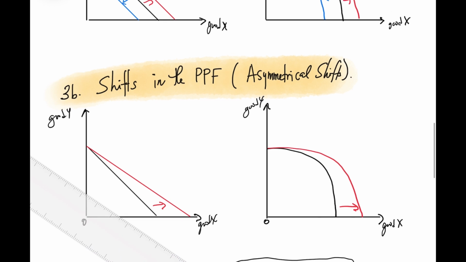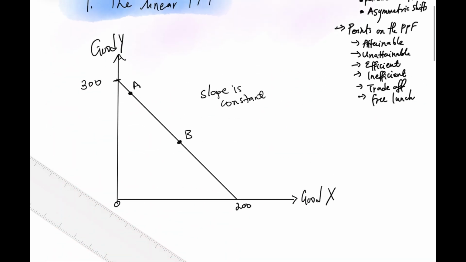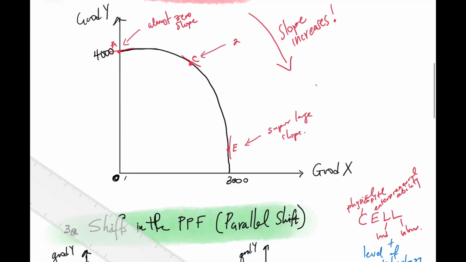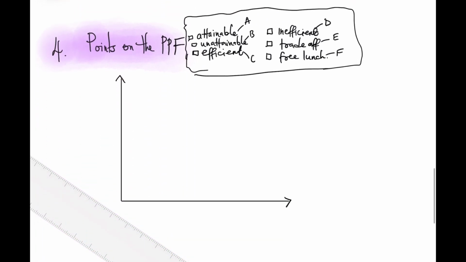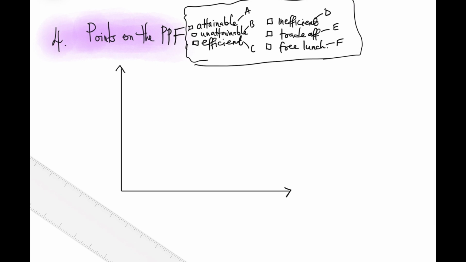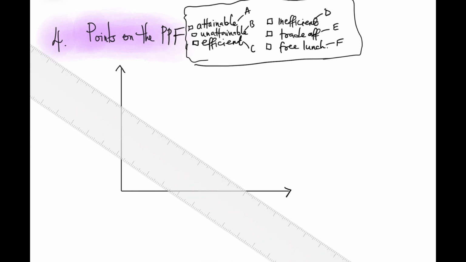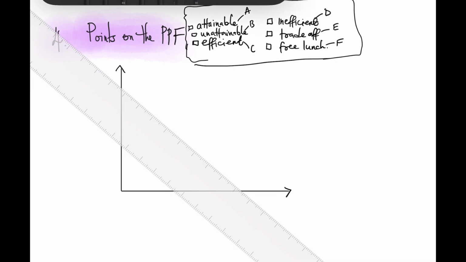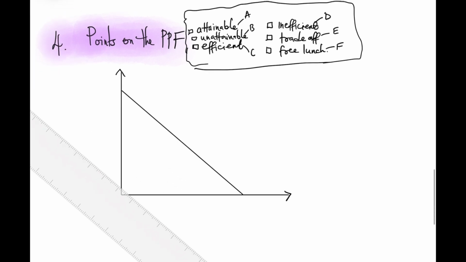Cool. So back to the agenda. What have we done so far? We have covered linear PPF, bowed-out, and shifts in the PPF. The next thing we are going to do is points on the PPF. Now I'll use just the linear PPF to show this. So here we start with a linear PPF in black, and we want to show an attainable point A on this PPF. Again, let me label my axis, good Y, good X.